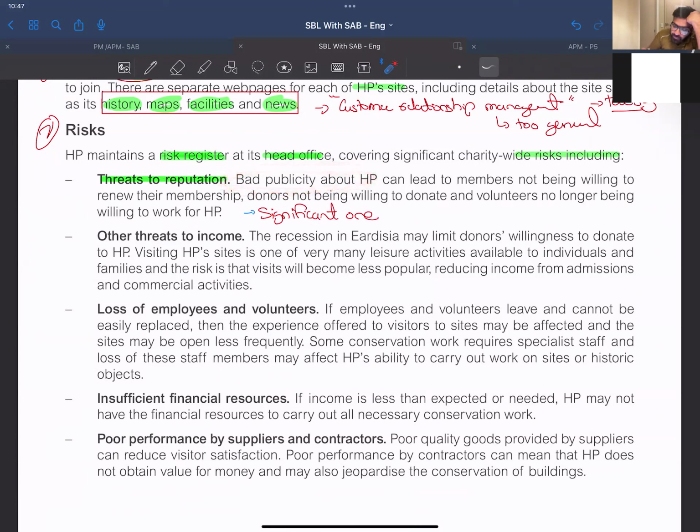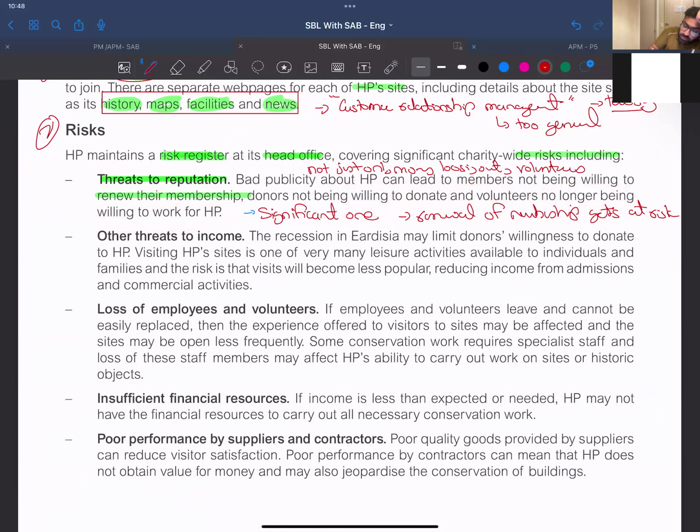Bad publicity about HP can lead to members not being willing to renew their membership. So see, you are a membership based model. If you are associated with any bad reputation, that means no one would be renewing your membership. So renewal of membership gets at risk. Then donors not being willing to donate and volunteers won't be willing to work. So you won't be losing out just money, you'll be losing out on volunteers, your members, many things, right?